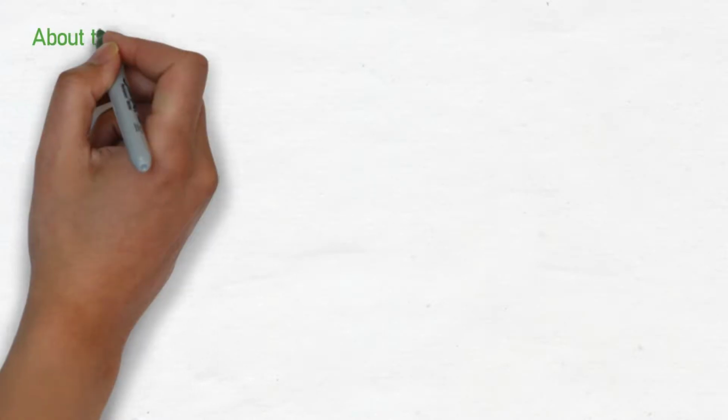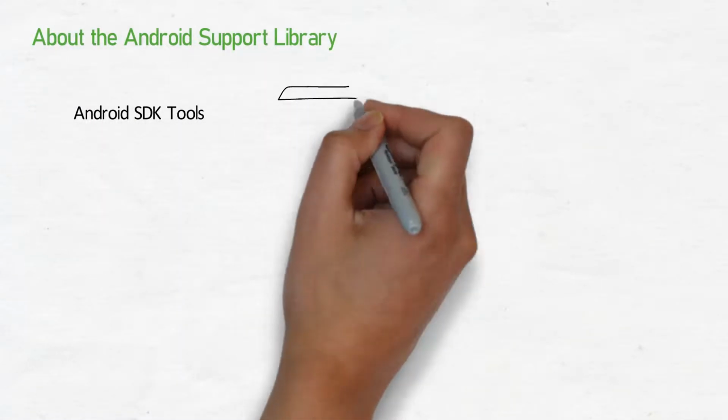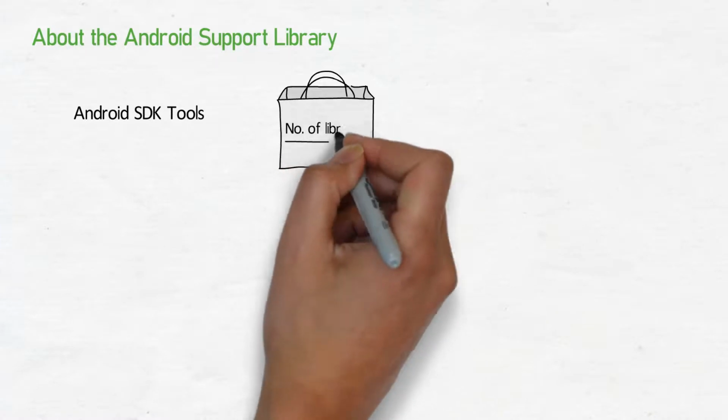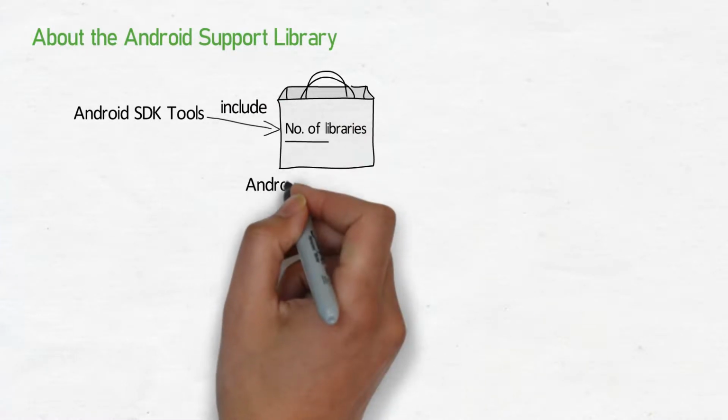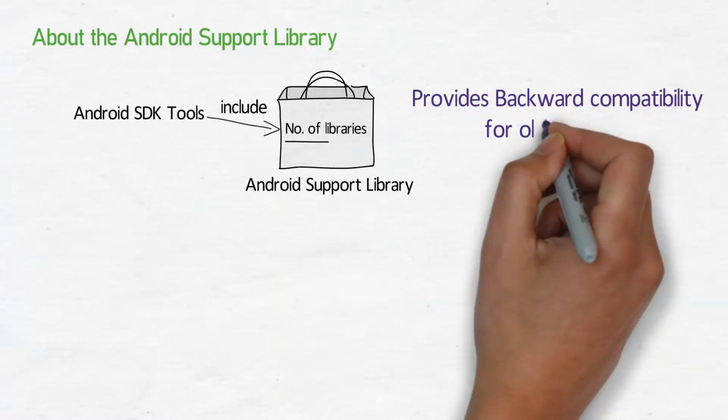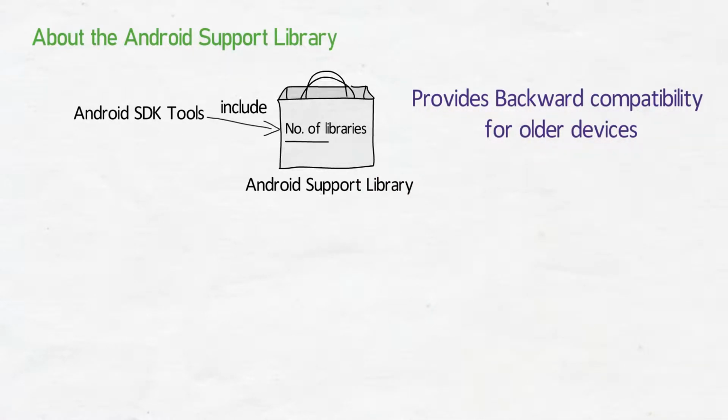The Android SDK tools include a number of libraries collectively called the Android support library. This package of libraries provides several features that are not built into the standard Android framework and provides backward compatibility for older devices. Include any of these libraries in your app to incorporate that library's functionality.